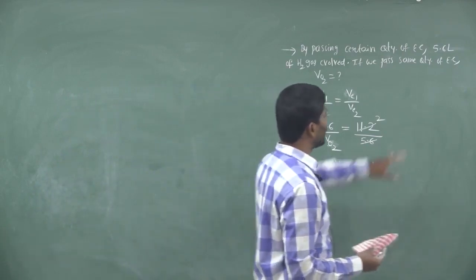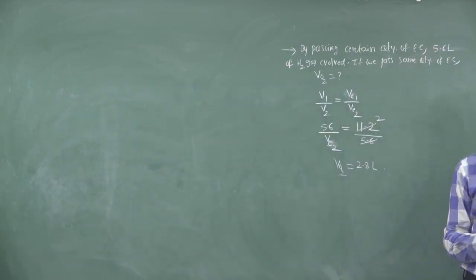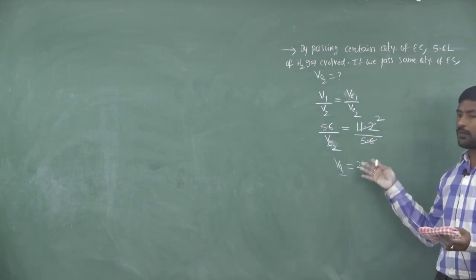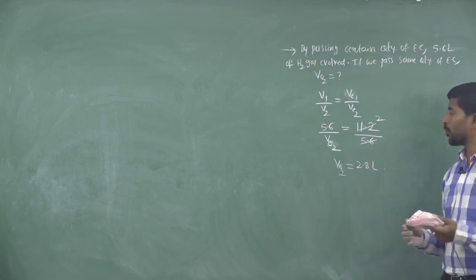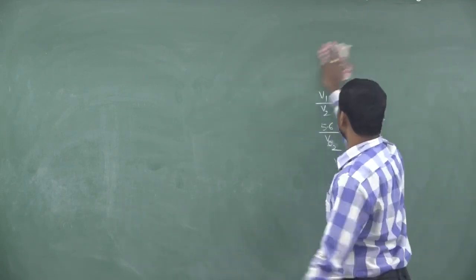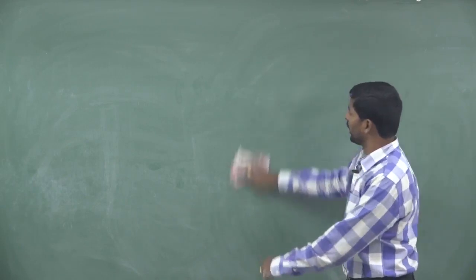Here half equivalent of hydrogen gas is evolved, so the volume of oxygen gas evolved is also half of the equivalent volume only. That means half of 5.6, so we get 2.8 liters. So directly we can calculate like this. So this is about Faraday's laws of electrolysis.